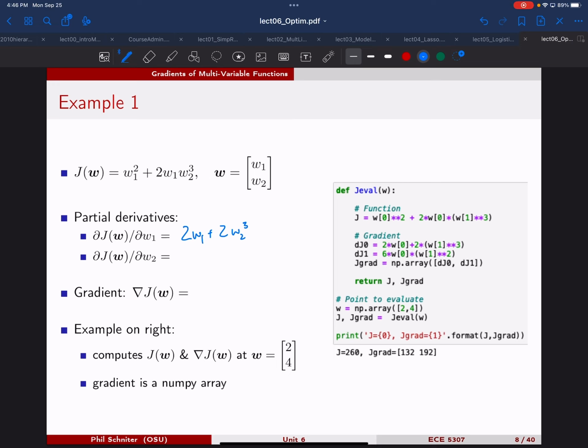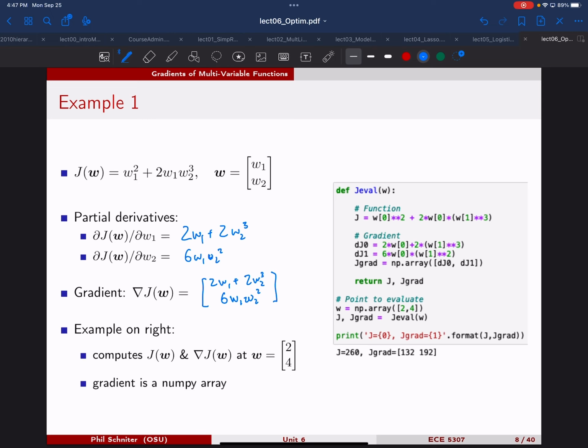6W1 W2 squared. Yes. Okay. Great. So, yeah, hopefully this is all very straightforward stuff you learned many years ago. So those are the different components, and now we basically just stack them into our gradient, right? Because dJ/dW1 is the first part of the gradient, so that's going to be 2W1 plus 2W2 cubed, and we have 6 on the bottom, 6W1 times W2 squared.